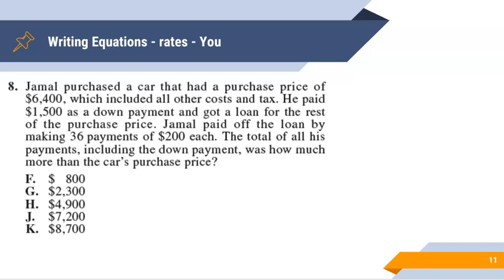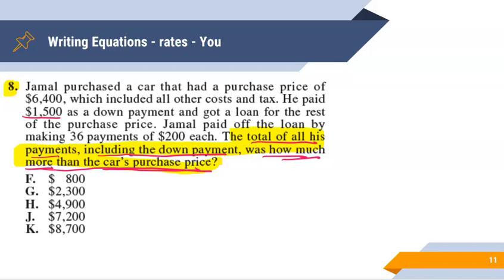All right. Now this one we got to be careful. I know it says it's question 8, but this one's a bit of a stinker. Going backwards, we see that we want to know how much more than the car's purchase price, right? The total of all of his payments, including the down payment, was how much more than the car's purchase price. Well, let's read. It says including the down payment.